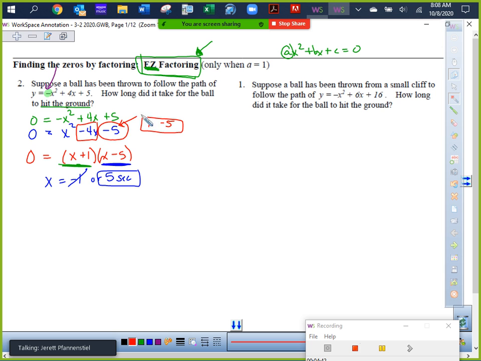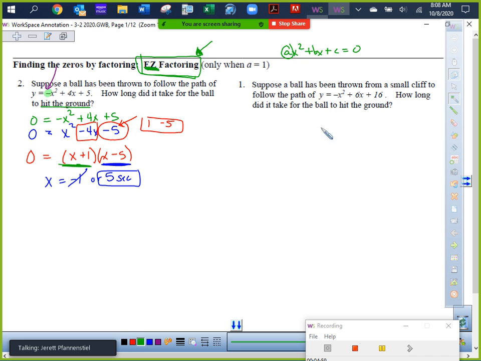Again, I just made these problems up. So it's a pretty long time for someone to throw a ball, and it took 5 seconds. Don't worry about if it makes the most sense or not. It's just about factoring is all I tried to do. I had to pick equations that factor real nice. So let's do that again.